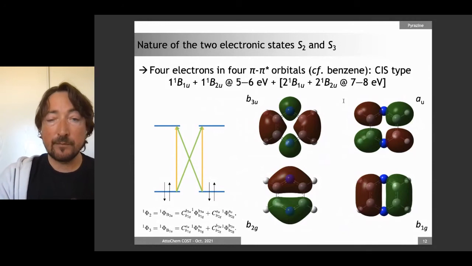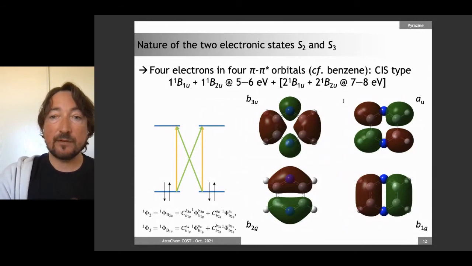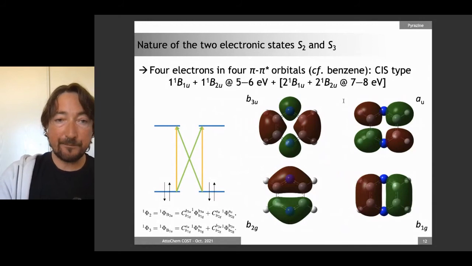And then there is a second pair of B1U and B2U states that would be degenerate in benzene that are high enough in energy, around 7 to 8 eV. So they are quite isolated and everything is quite nice. In fact, it's quite simple.